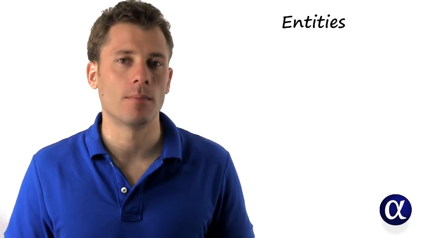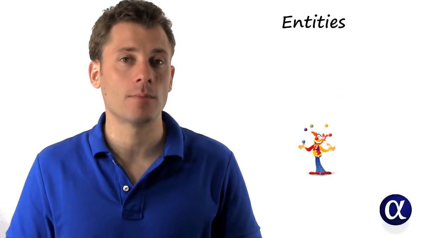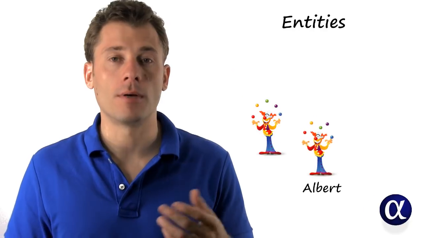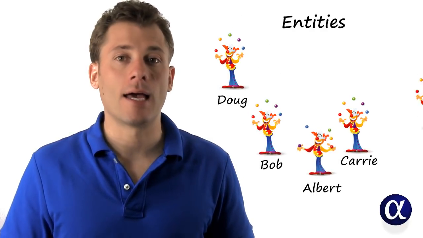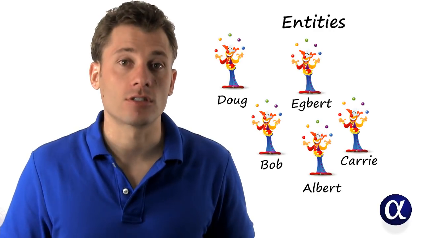Your entities are the actors or the characters or the people, the places, the things that are moving around in your logic game. So this could be a list of clowns that are going to be performing tricks, and you've got names for them: Albert, Bob, Carrie, Doug, and Egbert. And you're going to represent them with the first letter of their name.